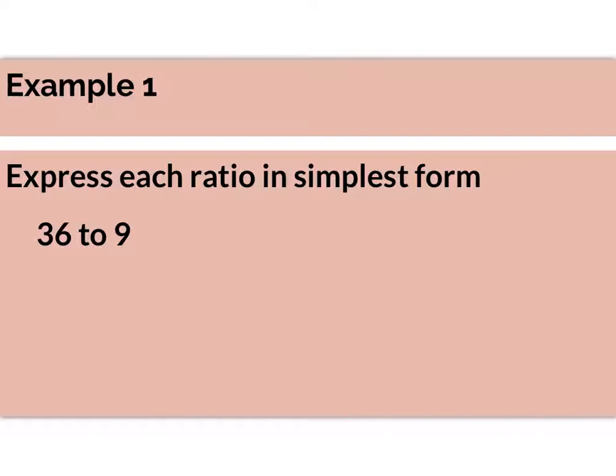So express each ratio in simplest form. 36 to 9. The first term goes on top, and the second term, the 9, goes on the bottom. And we know that 36 divided by 9 is 4. So writing this in simplest form, 36 to 9 is 4.